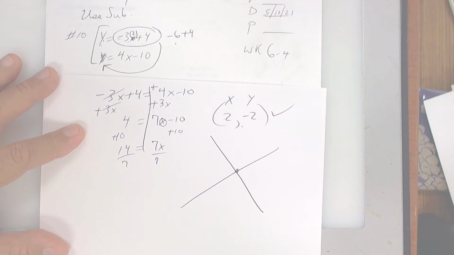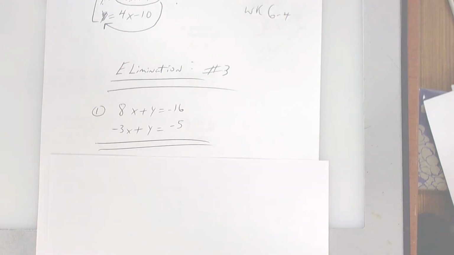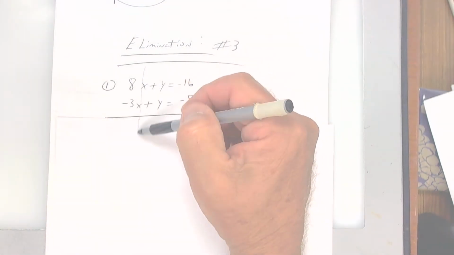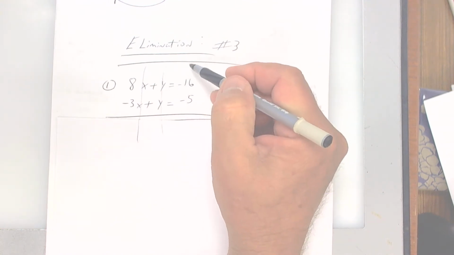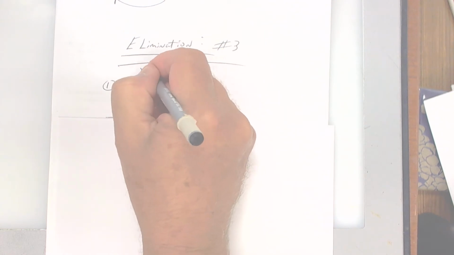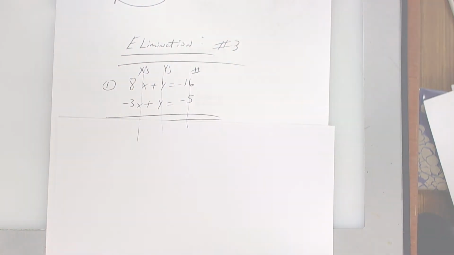Today we're going to learn elimination. This is the third method. Copy down this problem right here. All right, to do elimination, you got to line up your x's, line up your y's, and then line up your numbers. Just like that. X's, y's, and numbers. Okay, well this one's already done for us.